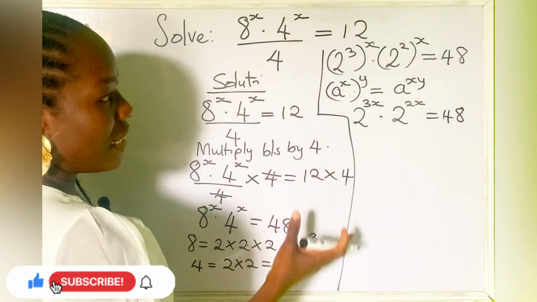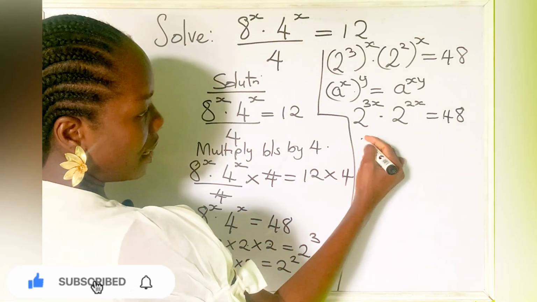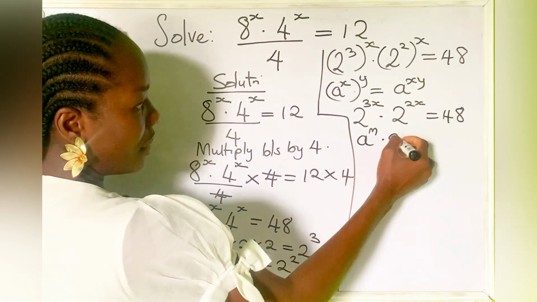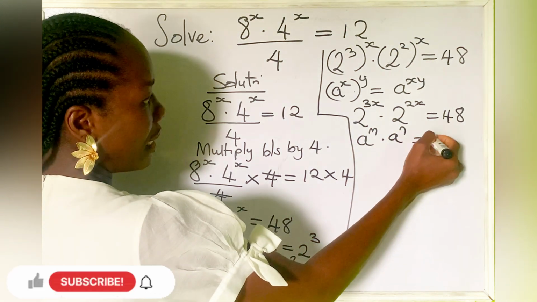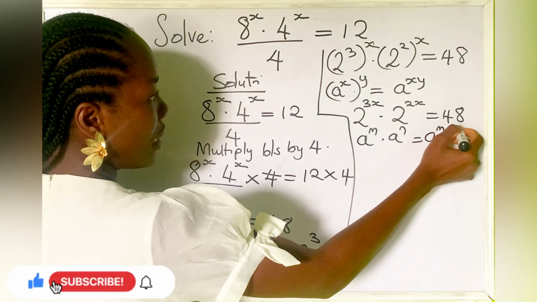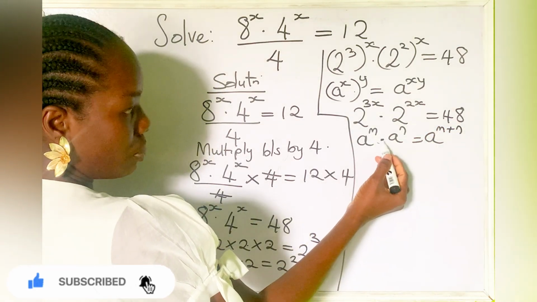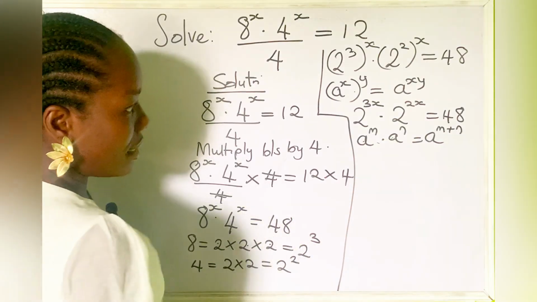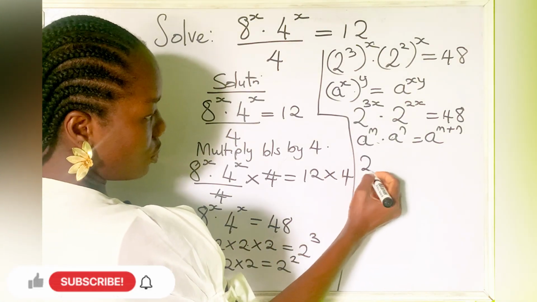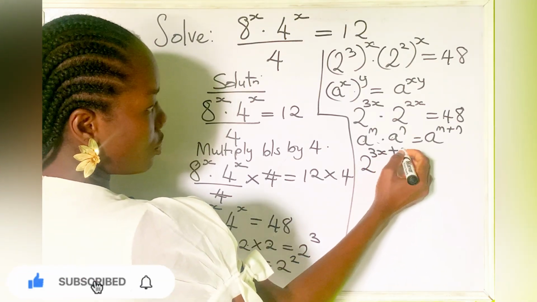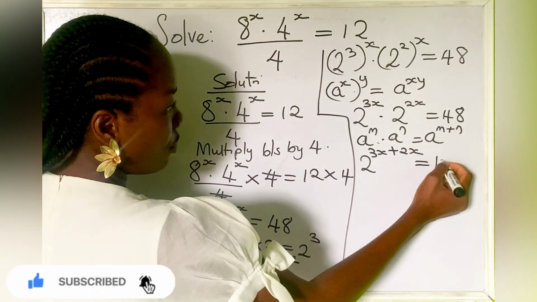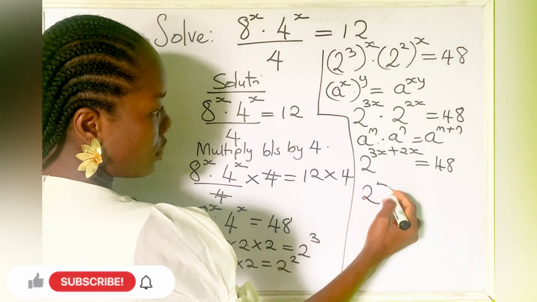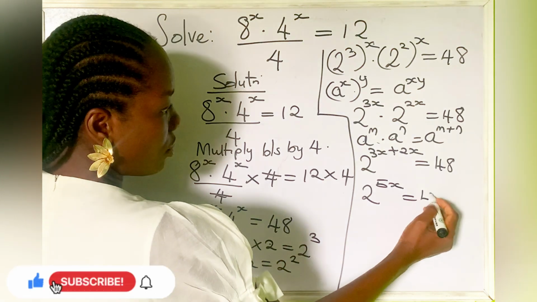Now, we'll introduce another law of indices: when you have a to the power of m multiplied by a to the power of n, it is the same thing as a to the power of m plus n. This is because you have the same base here, and because they are the same base, you add the powers. So in this case, you have 2 to the power of 3x plus 2x is equal to 48. Now 3x plus 2x gives us 5x, so 2 to the power of 5x is equal to 48.